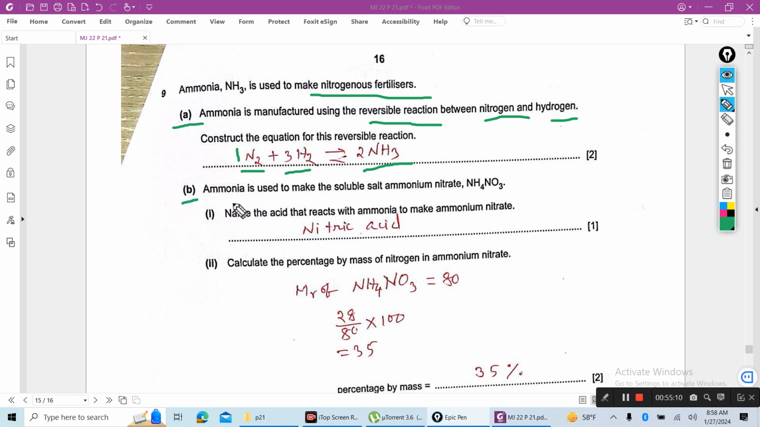Number B, ammonia is used to make the soluble salt ammonium nitrate. Name the acid that reacts with ammonia to make ammonium nitrate. So ammonia reacts with nitric acid, and ammonium nitrate fertilizer will be produced. That's why the acid name will be nitric acid. Ammonia reacts with nitric acid to produce ammonium nitrate.